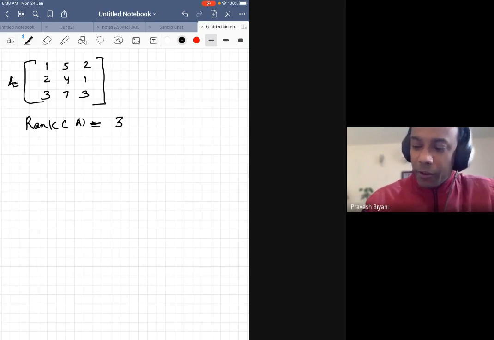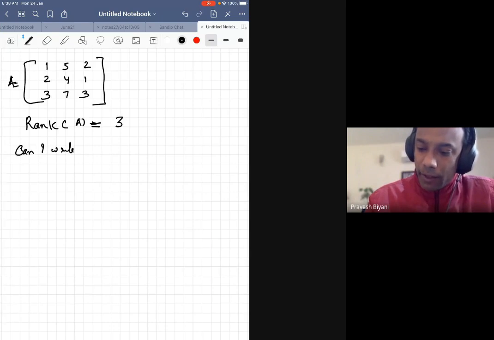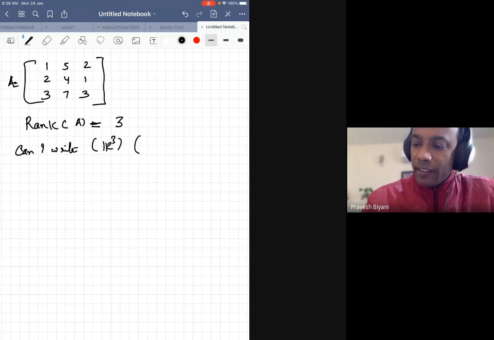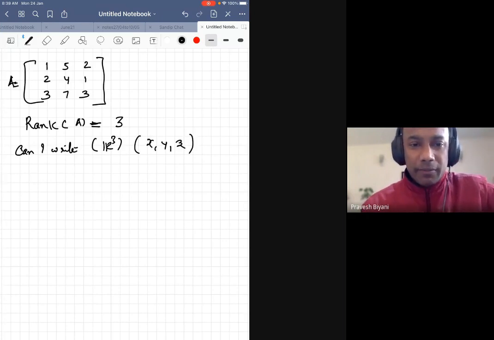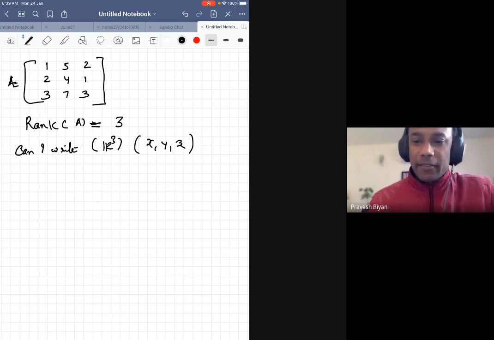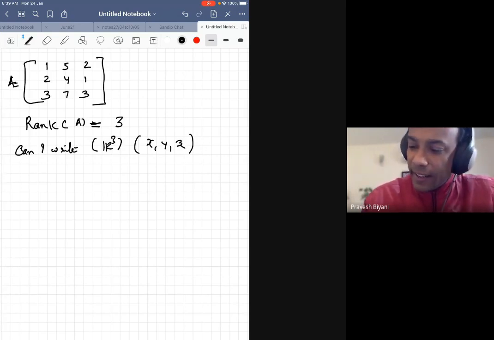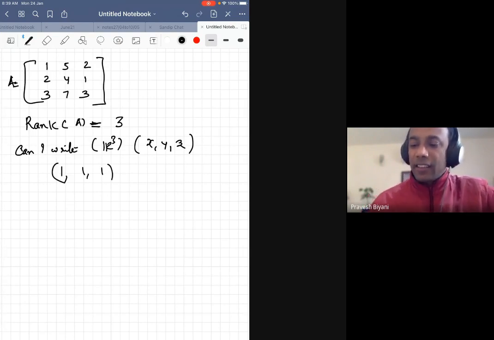My second question to you is, can I write any point in R3, like an X, Y, Z, as a linear combination of the columns of A? Let's say I take the point 1, 1, 1. Can I write 1, 1, 1 as a linear combination of the columns of A?